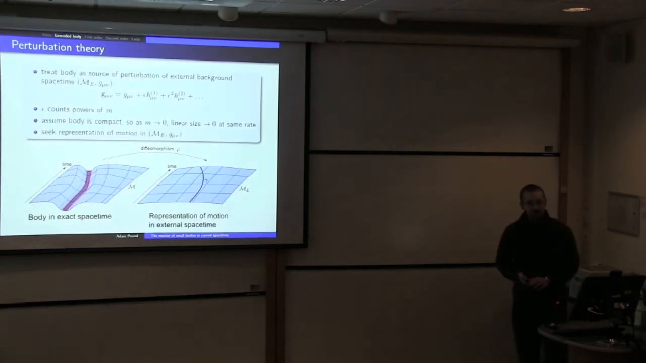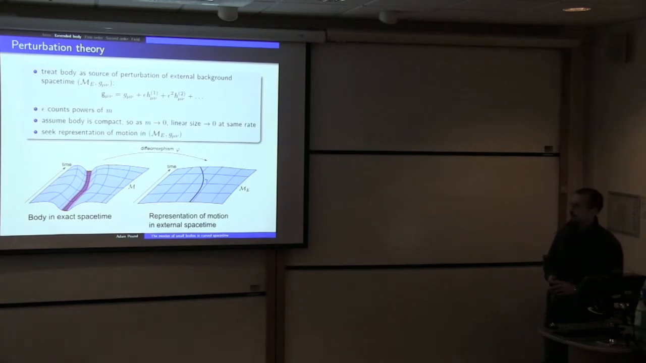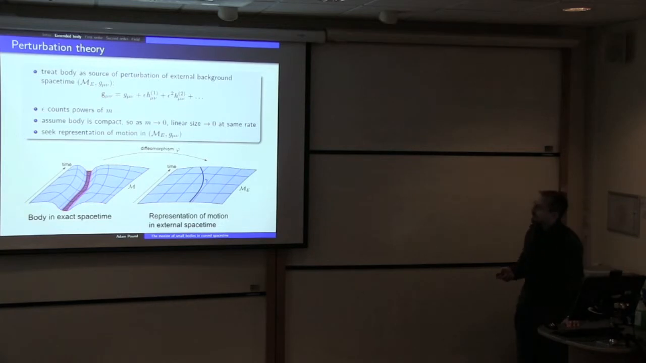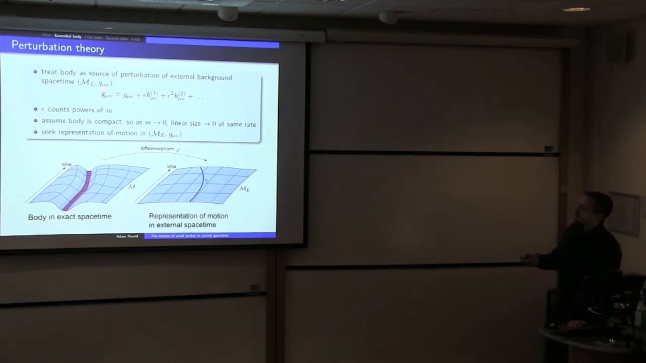So for the rest of the talk, I won't be talking about the fully nonlinear case, I'll be talking about perturbation theory. I will treat my object as a source of a perturbation of some external background spacetime. So we'll take the exact metric, split it into a background, plus first order perturbation, second order perturbation, and so forth, where this epsilon just counts powers of the mass of the small object.